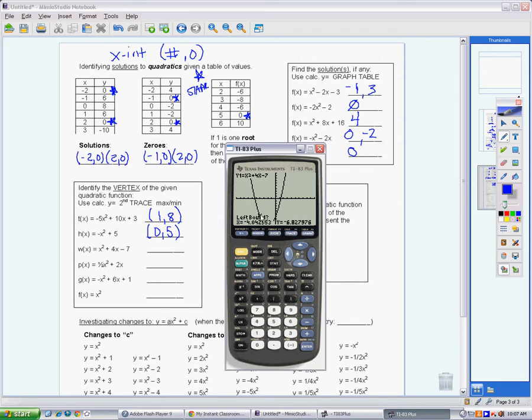Okay, see my cursor over here. So I'm going to hit enter. And then I'm going to go to the right, so I'm just going to set my right boundary till I can see my cursor again. Okay, that looks good.